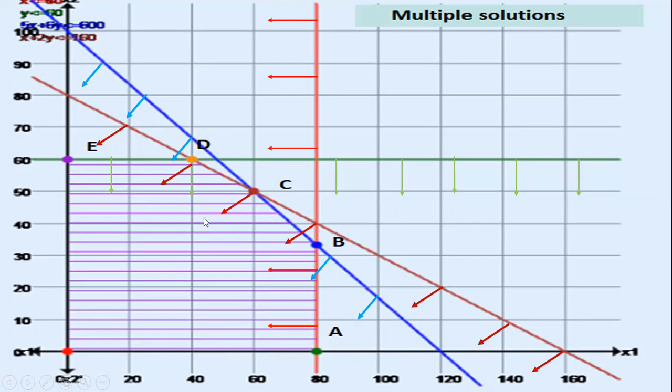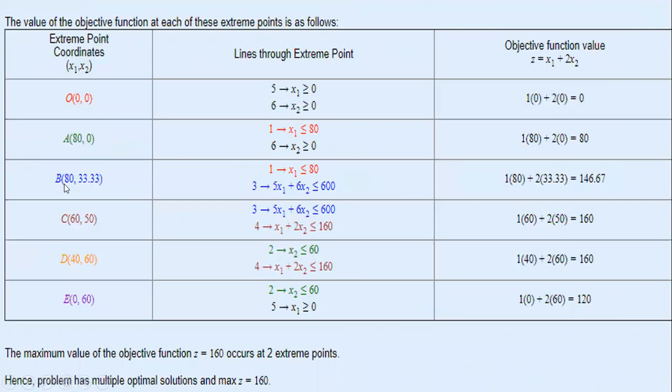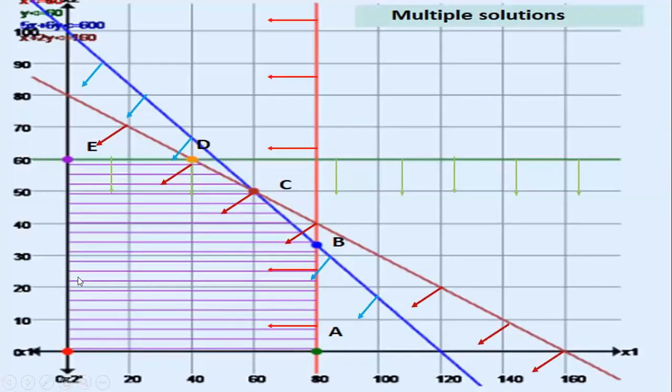feasible region. So for these points, get the coordinates: the origin is 0, 0, A is 80, 0, B is 80, 33.33, C is 60, 50, D is 40, 60, E is 0, 60. So these are the coordinates from the graph I have got for the feasible region.